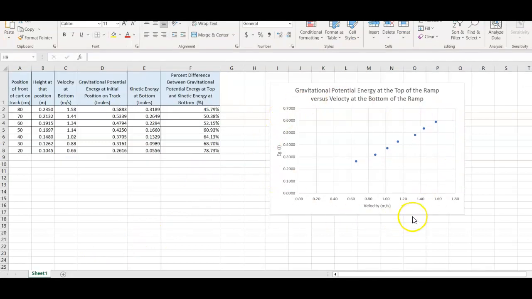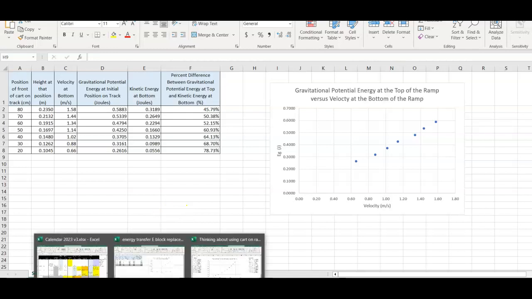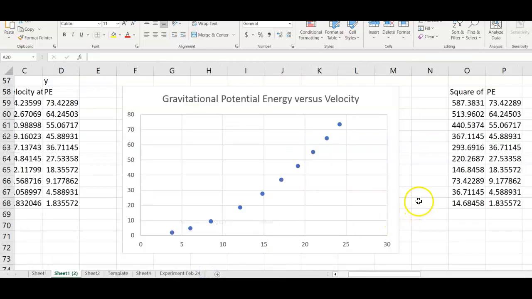So looking at this graph, you might be tempted to say that this is linear, but I want to show you a different graph. This is for a different set of data, but is still gravitational potential energy versus the velocity at the bottom of a ramp. And you can see here that this data, which covers a greater range of values than we have, is clearly curved, and it's shaped like a parabola or a quadratic equation. And so I know that actually this data is not linear, and so we're going to linearize it.